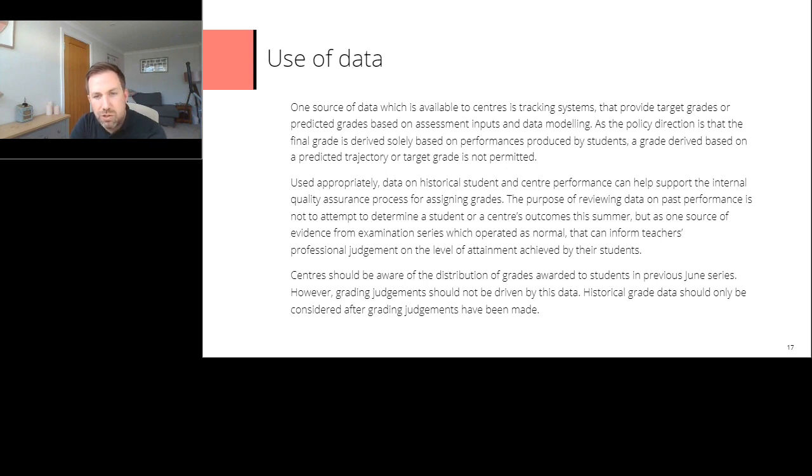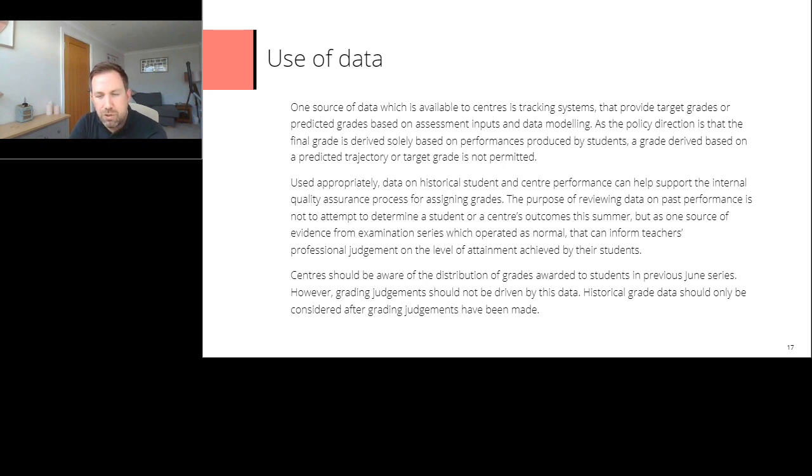What we would ask you to do is, once you have awarded grades to your students, and as a kind of reflective tool, before you submit your grades to the awarding organisations, that you consider the historical performance of students in subjects prior to 2020. It's important to stress that the purpose of this is to look at how your grades align with that historical data, and to make sure that where they are higher, lower or the same, you have a rationale as to why.